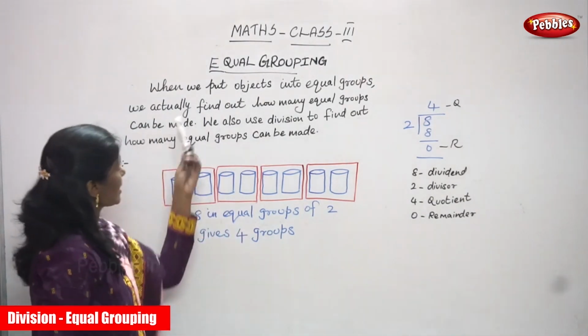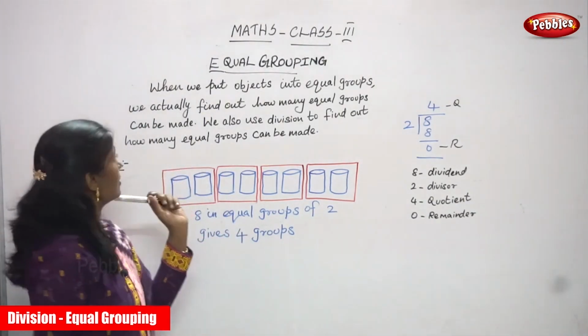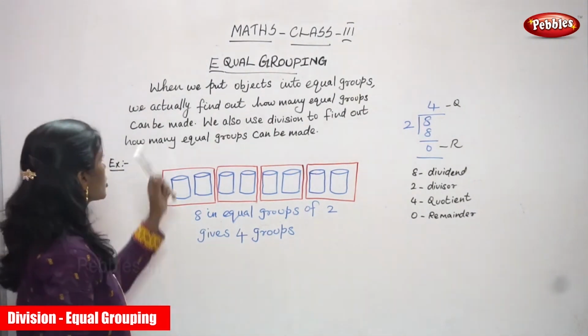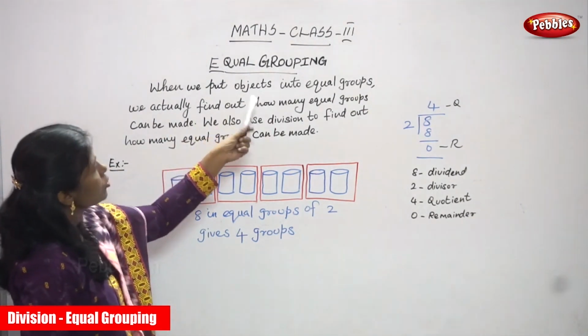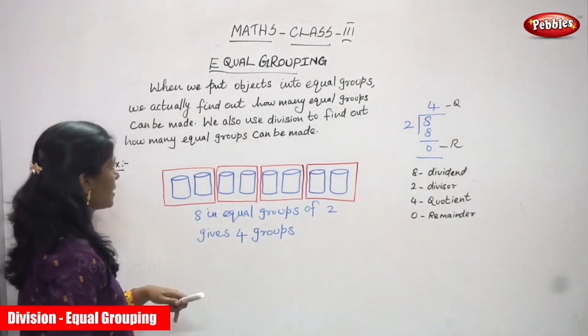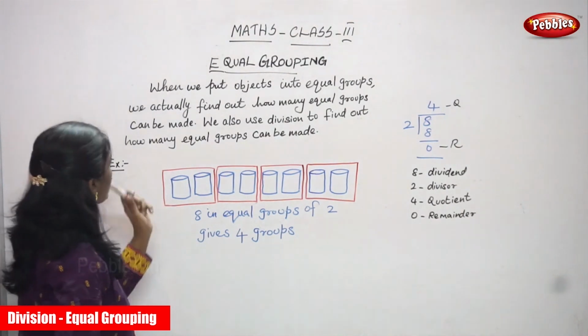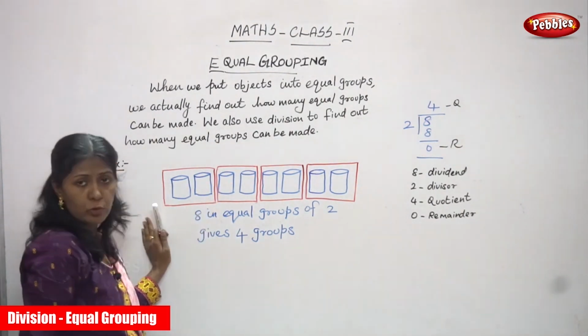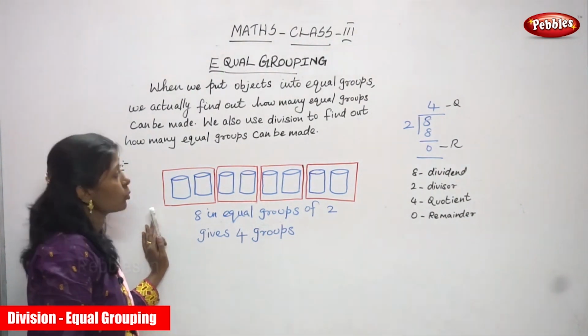Now we are going to see equal grouping. It is the second heading. That is, it also comes under division. First we have seen equal sharing. So when we put objects into equal groups, we actually find out how many equal groups can be made. We also use division to find out how many equal groups can be made. That means for this also we are using division, but it is equal grouping.